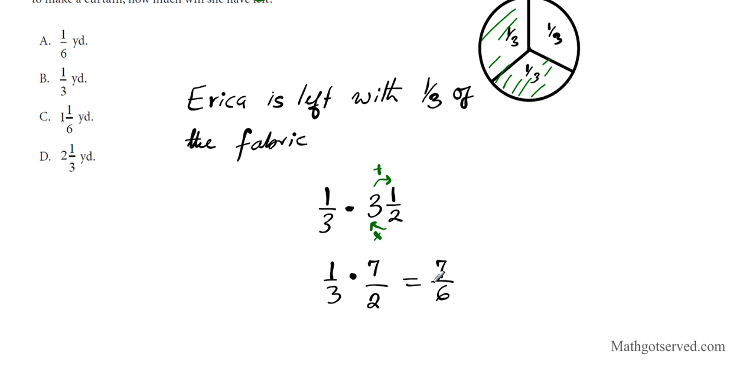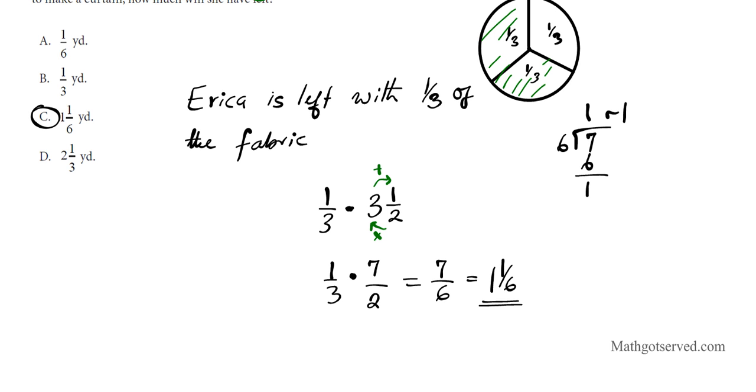So how about we write this as a mixed number? 7 divided by 6. 6 goes into 7 once. 1 times 6 is 6, which leaves 1, so this is the remainder. So it's 1 remainder 1. In mixed number form, this is 1 whole number and 1 over 6. All right, so the answer is option letter C.